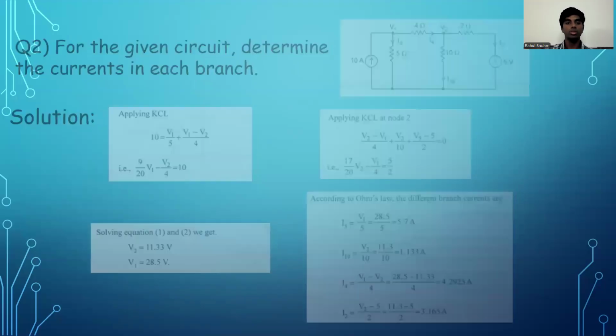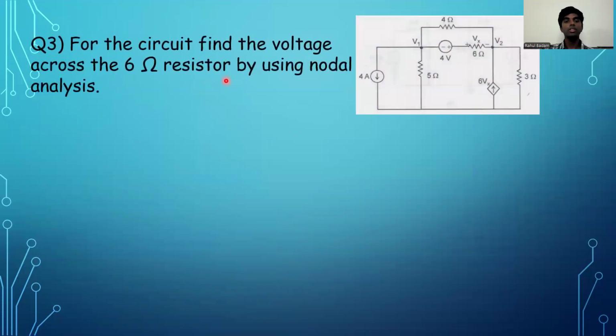Now let's get to the last question. It says, for the circuit, find the voltage across the 6 ohm resistor by using nodal analysis. Now, the 6 ohm resistor voltage is Vx, and this is V1 and V2. We have a 4 ampere source going down and a dependent source present which is 6 times the Vx, that is, 6 times the potential across the 6 ohm resistor. Now there is a source of 4 volt and 3 resistors of 5, 4 and 3 ohm respectively, other than the 6 ohm resistor.